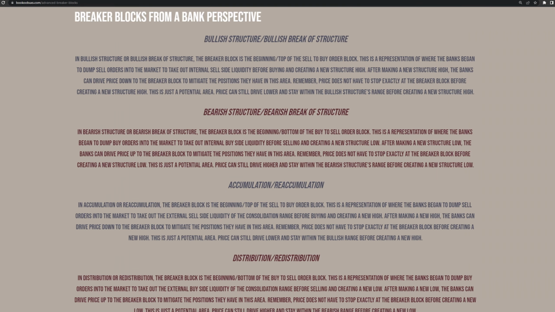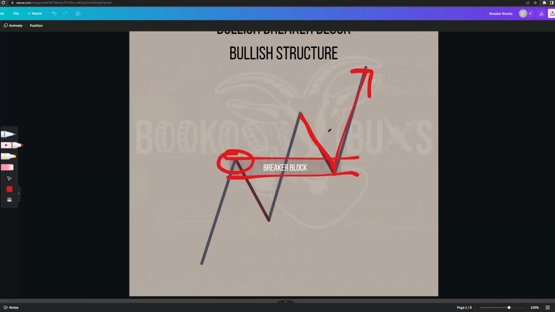And I say, remember, price does not have to stop exactly at the breaker block before creating a new structure high. This is just a potential area. Price can still drive lower and stay within the bullish structure's range before creating a new structure high, meaning price can still come down here, maintain structure before going on higher. So this is just a potential area price can stop at, and this is why I classify this as a continuation order block.